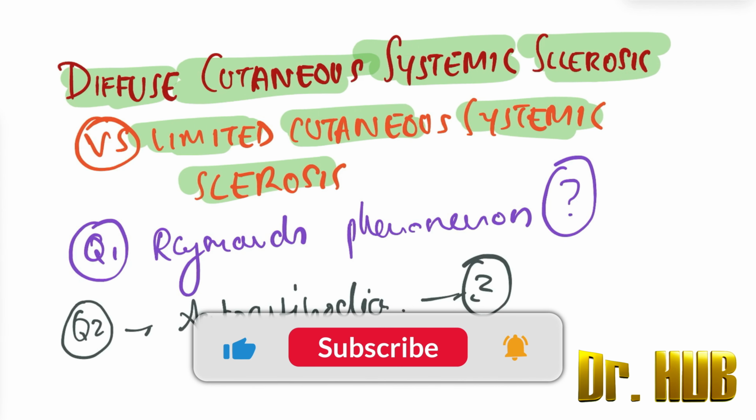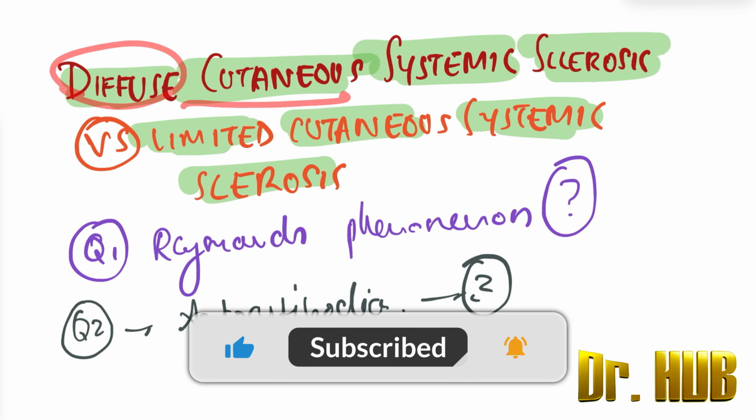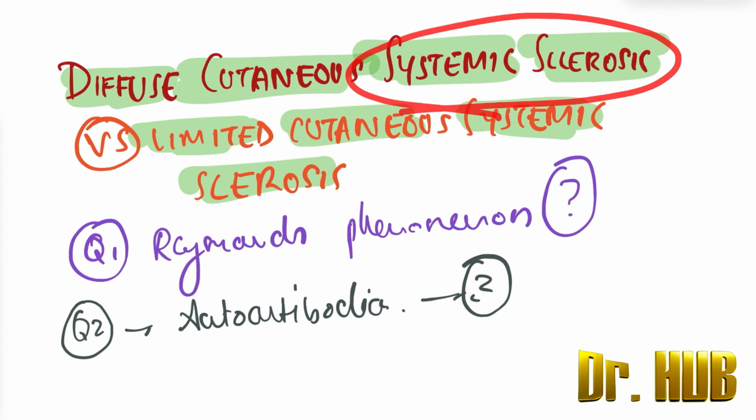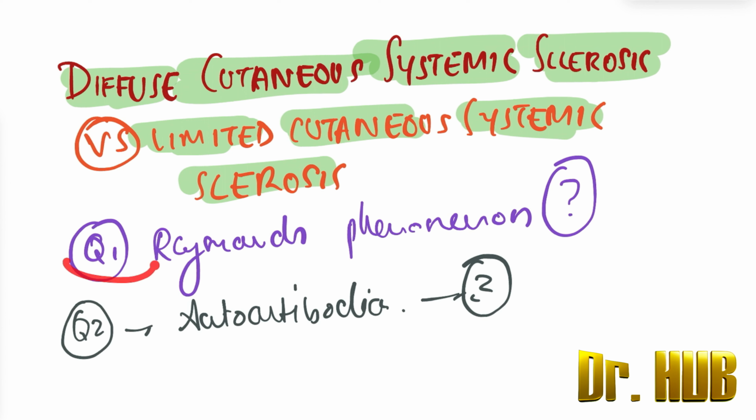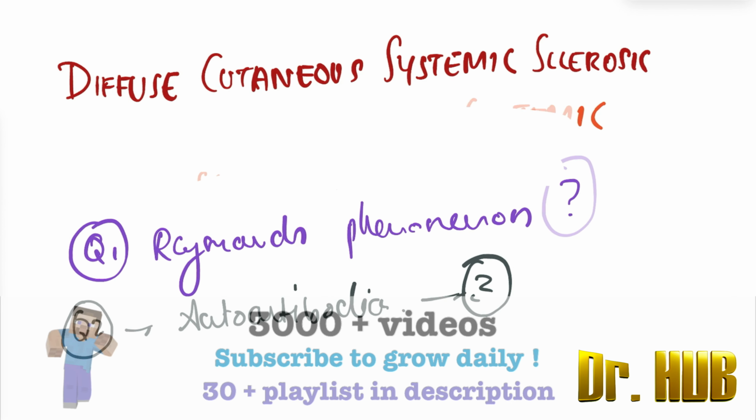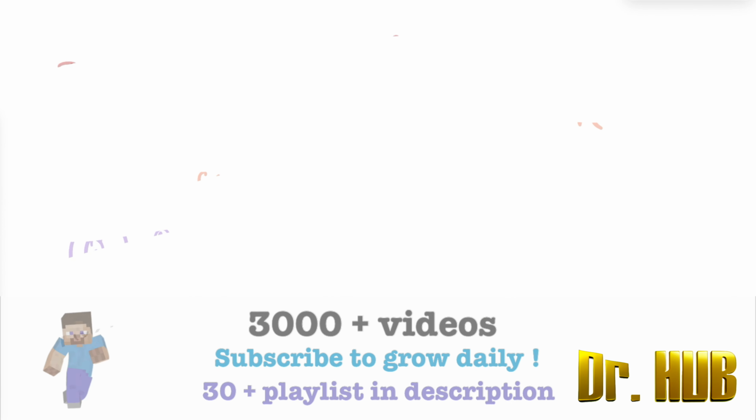The topic we are going to discuss is diffuse cutaneous systemic sclerosis versus limited cutaneous systemic sclerosis. To begin with questions, the first question is: in terms of Raynaud's phenomenon, comment on these diseases. The second one is: comment on the antibodies in both cases. So in this video we'll find answers to these questions and learn in detail about this topic.